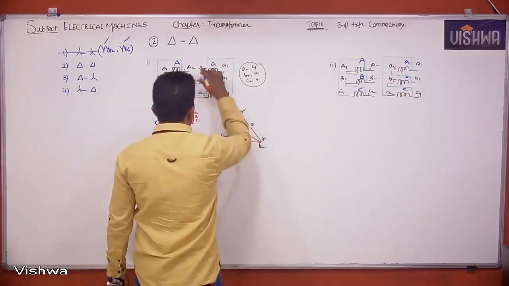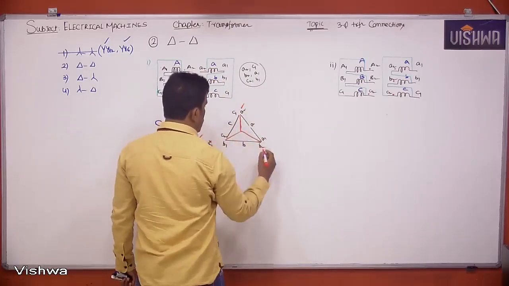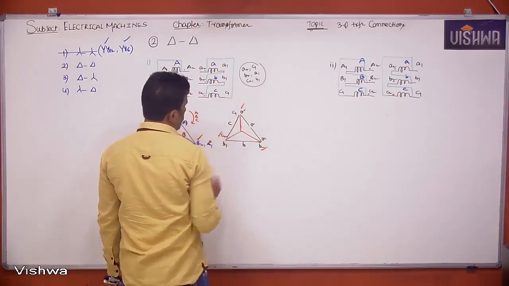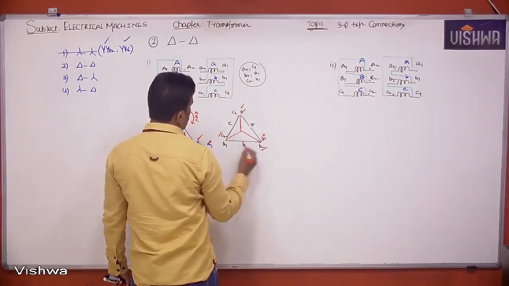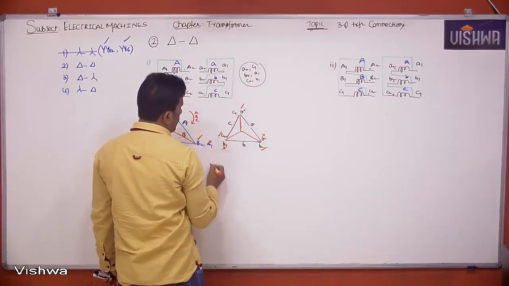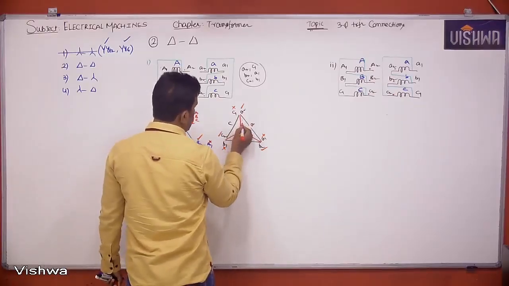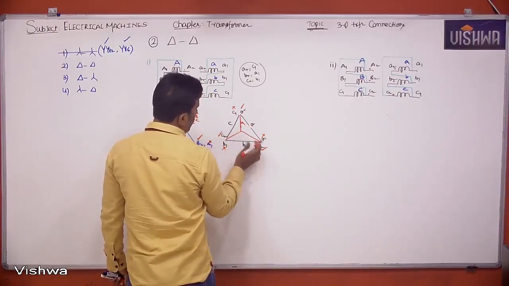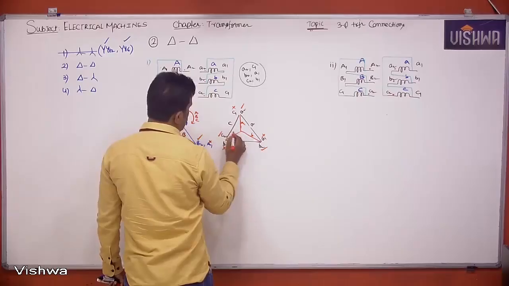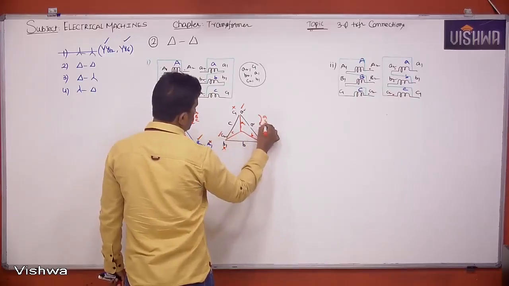So A2, B2, C2 should be there. A1 should not be there, B1 should not be there, C1 should not be there. Now tell me, it is connected to small a2, so it is small a here. It is connected to B, small b here. It is connected to C, small c here. What is the phase sequence? ABC is the phase sequence.